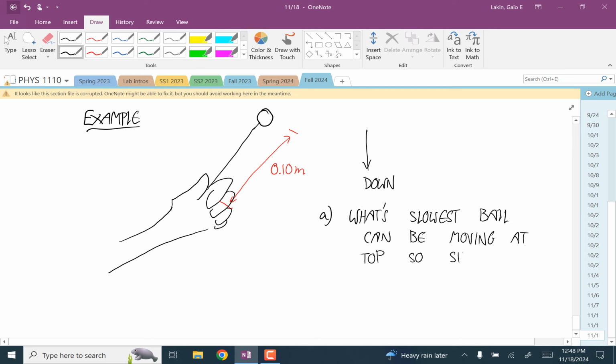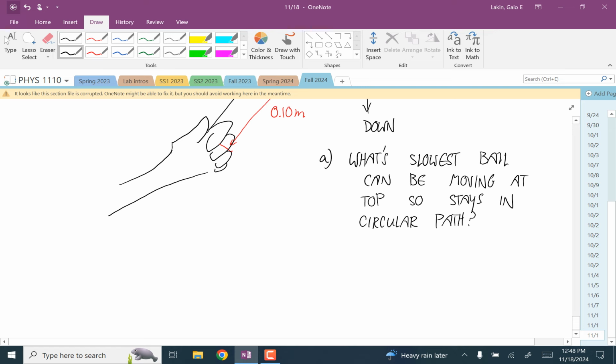So it stays in the circular path. And then second, how fast then, if it's moving that speed at the top, how fast is it moving at the bottom?